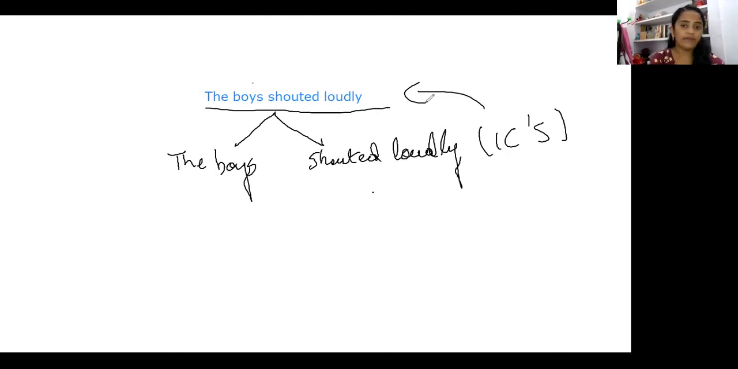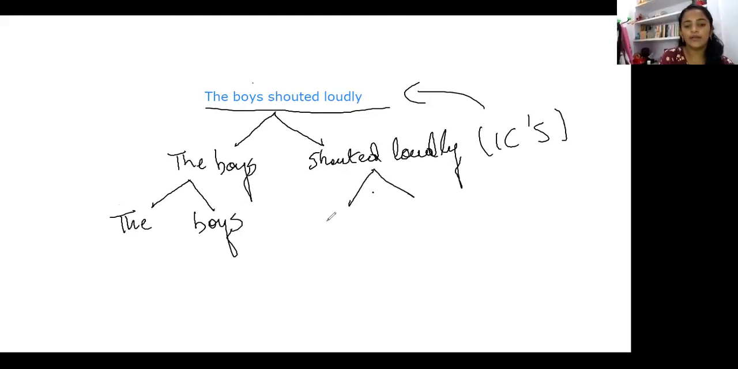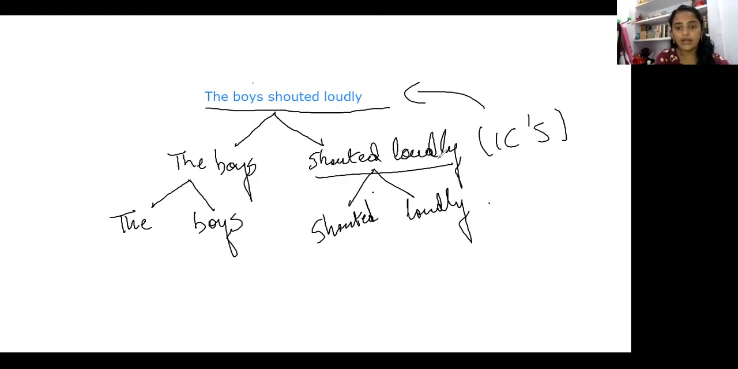Now, have we reached morphemes? No. You will continue this breaking down of the sentence until you reach the morphological level, the morphemes. These are already broken down into two, but now I'll have to break them down further. So this will be "the" and "boys", and this will be "shouted" and "loudly". This is the next level. Shouted and loudly are the ICs of this construction. It's the hierarchical breaking down.